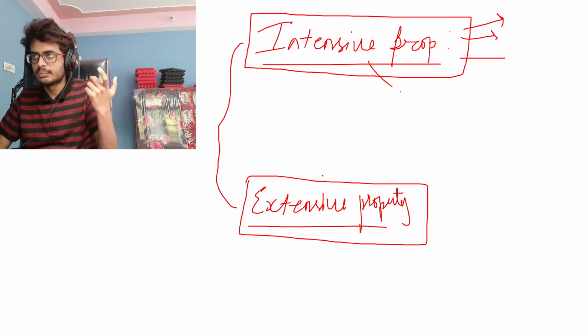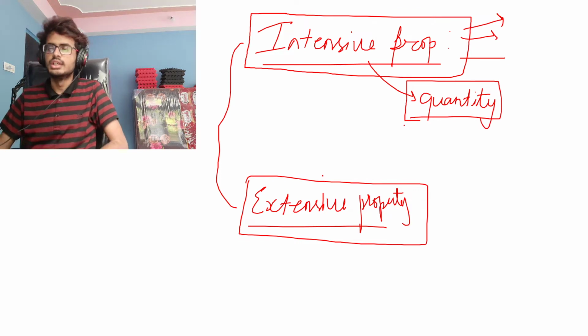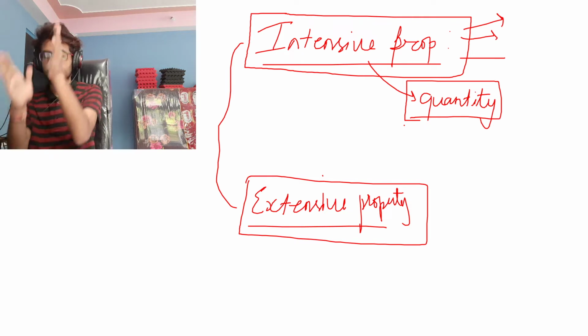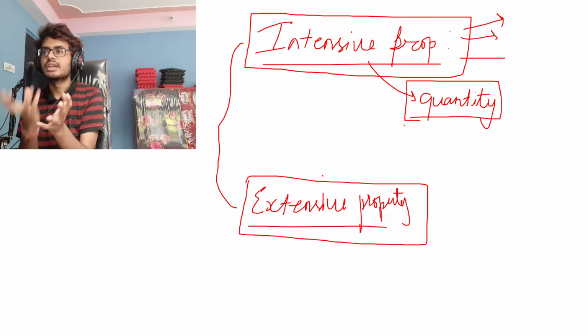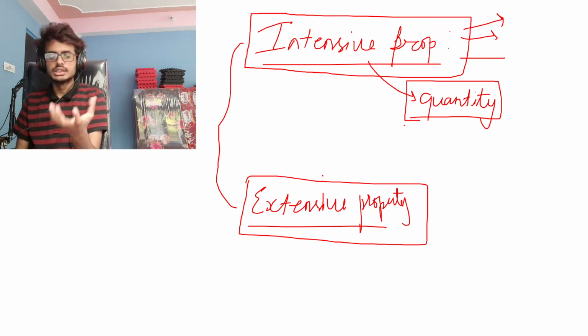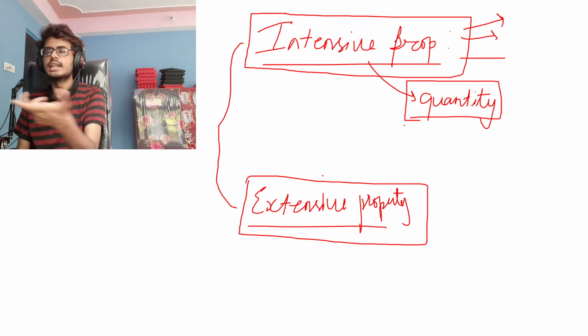So intensive properties are properties that do not depend upon the quantity. Any property that does not depend upon the quantity of the material present is known as an intensive property. So if something is under the intensive property column, it means those quantities do not require a quantity. If you understand the analogy, it's very simple. If you don't need the amount of the material to define something, that is an intensive property.